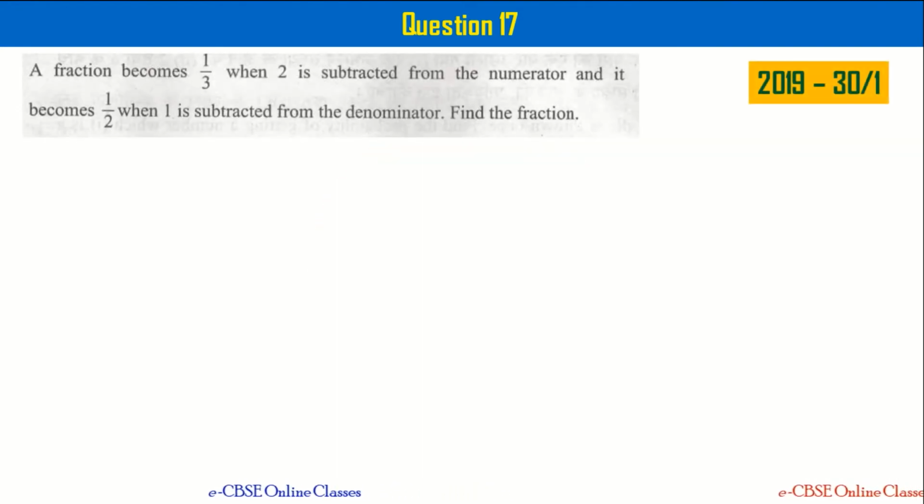This question is almost similar to what we have done just now. The fraction becomes 1 by 3 when 2 is subtracted from the numerator, and it becomes half when 1 is subtracted from the denominator. Find the fraction.